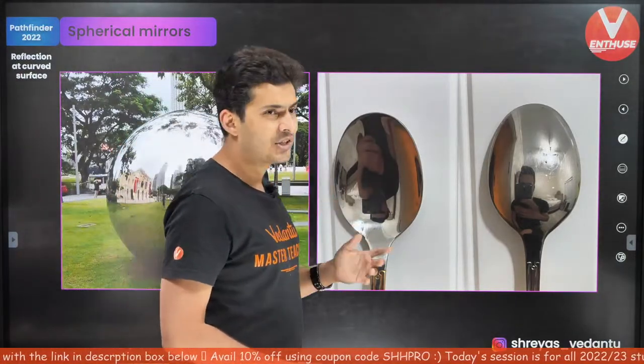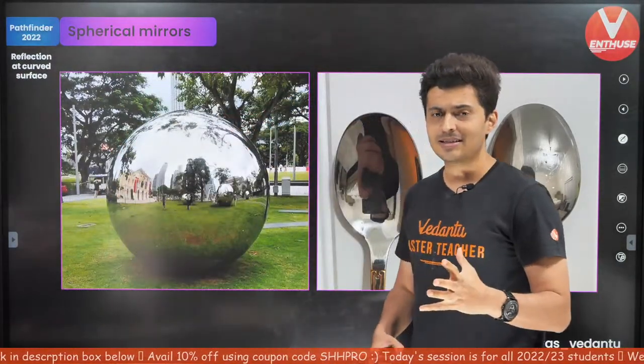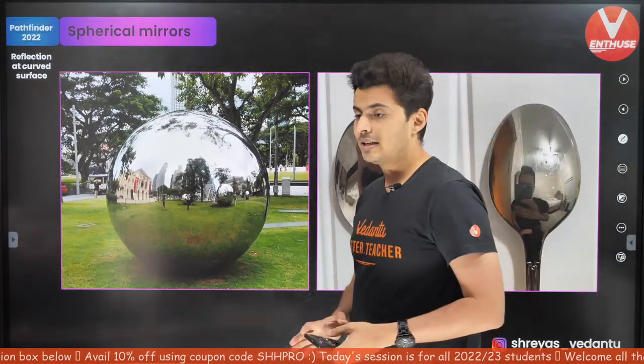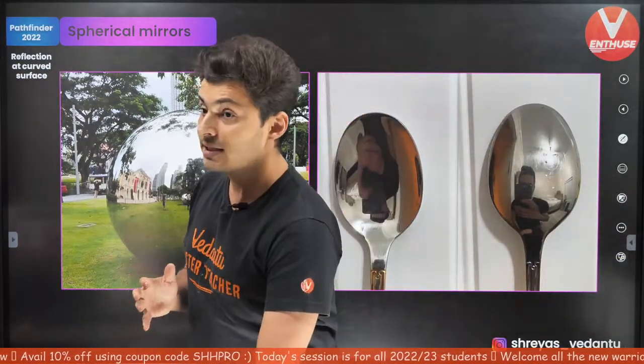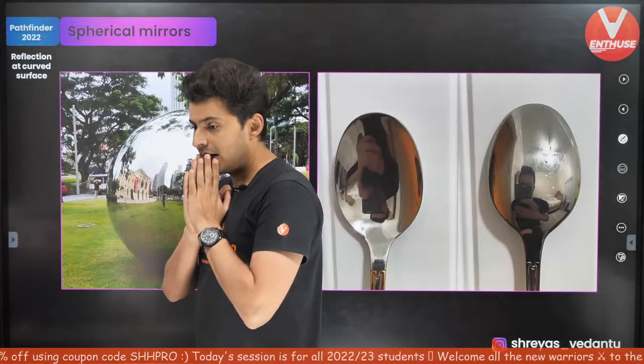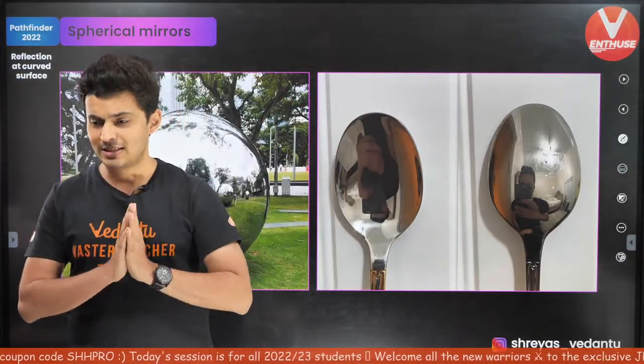Now, let's talk about the spherical mirrors. So, a lot of people think concave and convex is different from spherical, but let me tell you, it's nothing different.